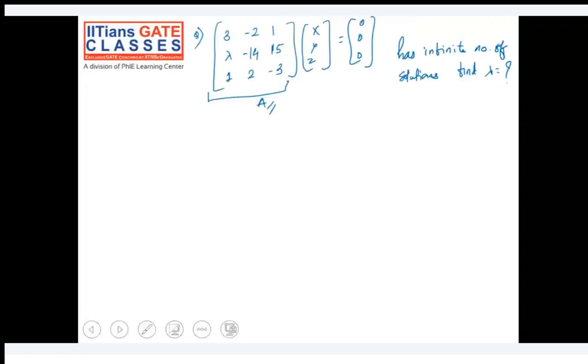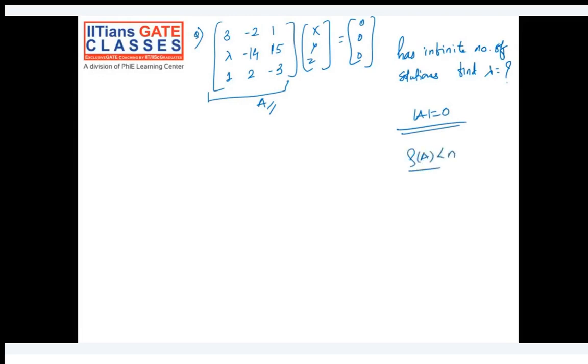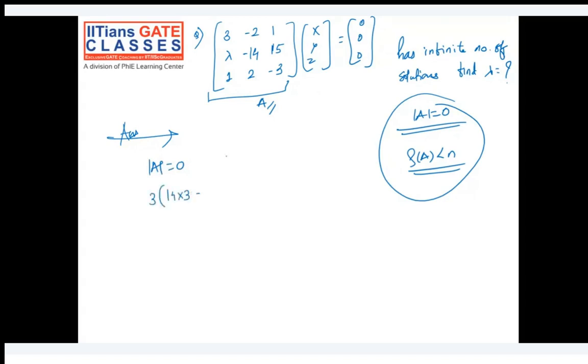Five, sir. Lambda is 5. Yes, perfect. Because we calculate the determinant of the matrix as 0. So it's 3 into 14 multiplied by 3 minus 15 into 2 is 30, plus 2 into minus 3 lambda minus 15, plus 1 into 2 lambda plus 14. Equate it to 0. Solve this, and you'll end up with lambda equal to 5. Yes, most of you have correctly solved it.